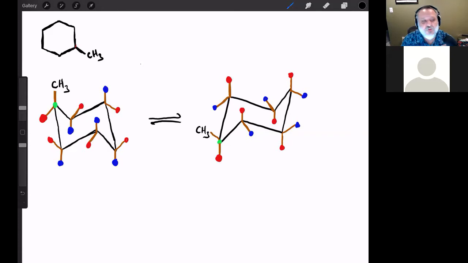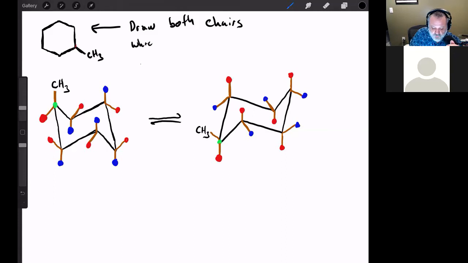All right, so let's take a look at these two versions. So the first thing I'm going to have you do is have a molecule, and I'm going to give you a skeletal structure like this, and I'm going to say, draw both chairs. And that's what we've done right now. We've drawn both chairs. But then I'm going to say, which conformation is lower in energy? And I'm going to say, and why?